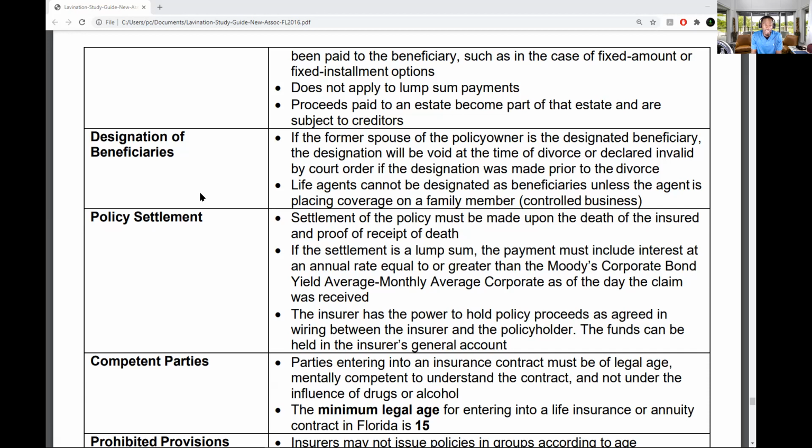A life agent cannot be designated as beneficiary unless the agent is placing coverage on a family member, what we call controlled business, which cannot exceed 50% in 12 months. So agents, you cannot be beneficiaries. Bad luck, unless it's for your family policies.